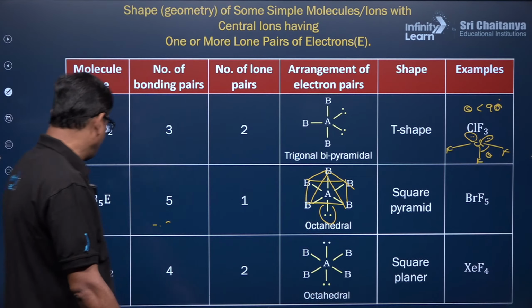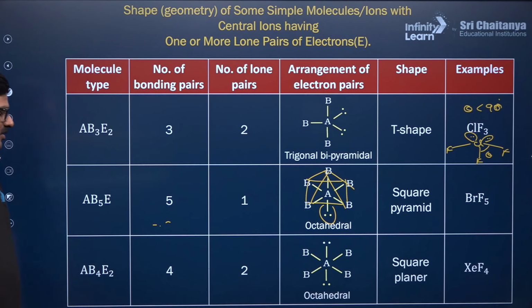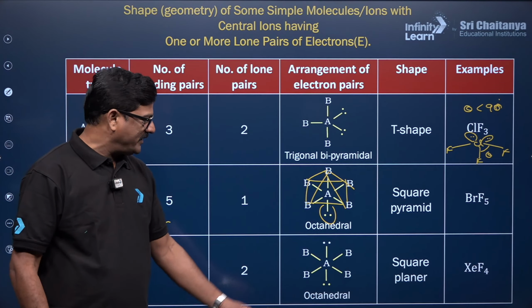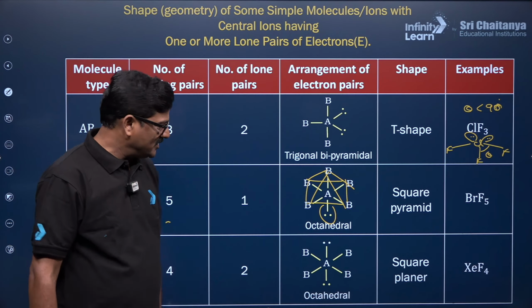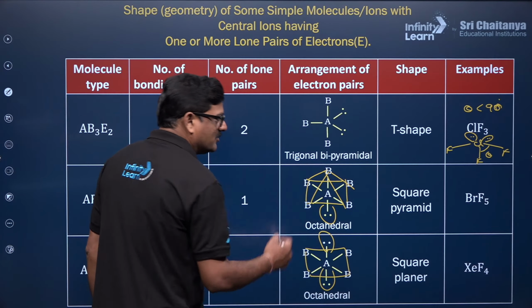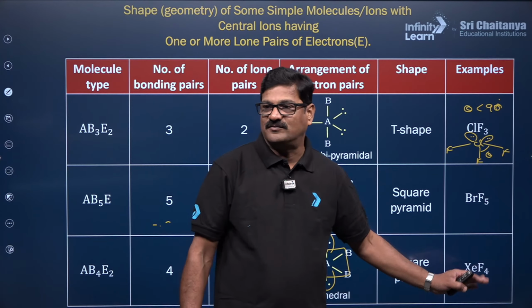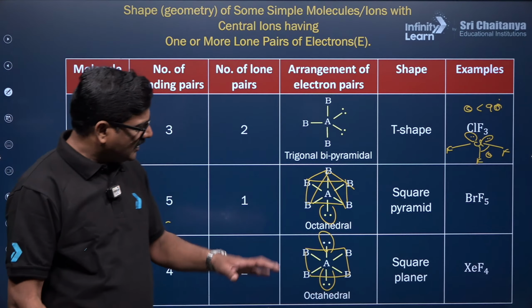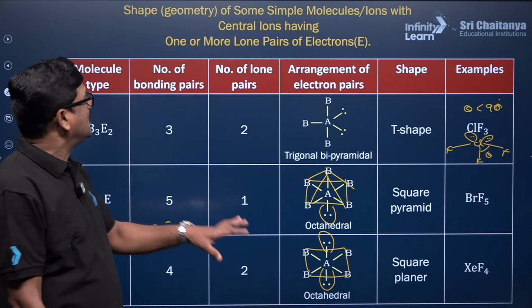Okay, and moving ahead, AB4E2, you are going to get 4 plus 2, which is 6. Electron geometry is going to be octahedral, and the shape is going to be simply square planar, and the example is going to be XeF4. By looking at the structure, you can say how to do that as well.